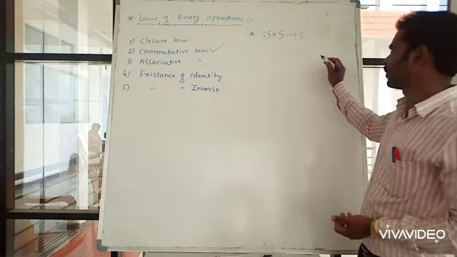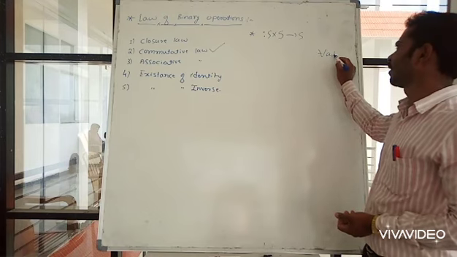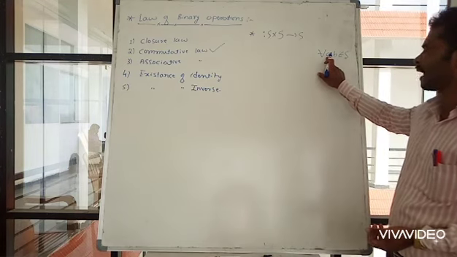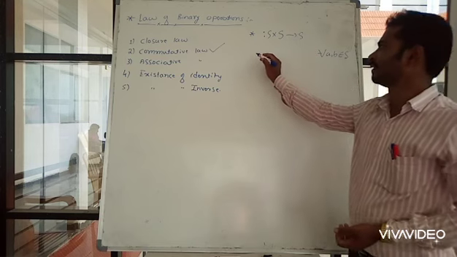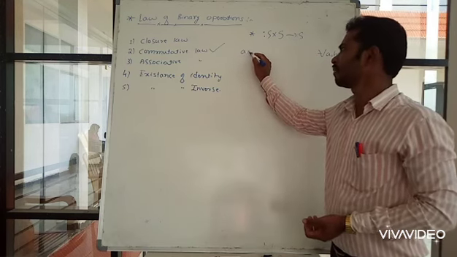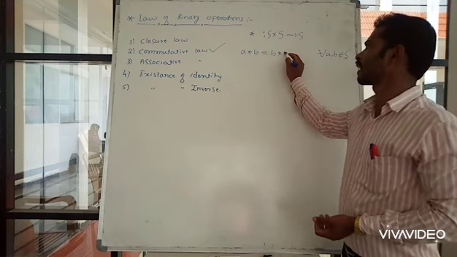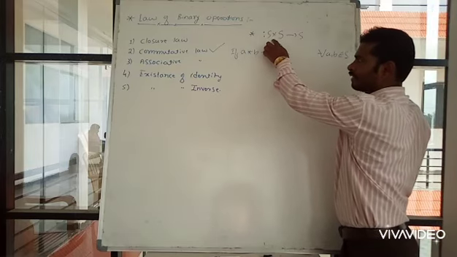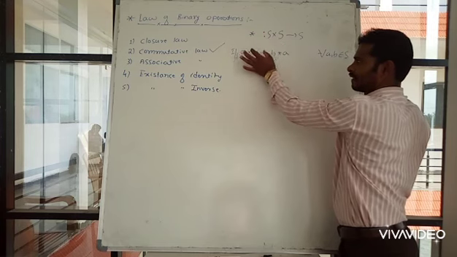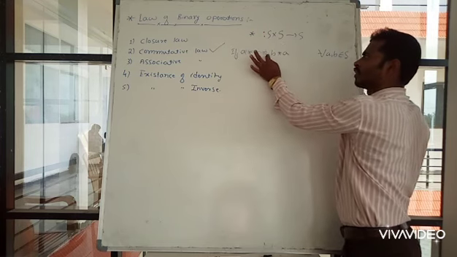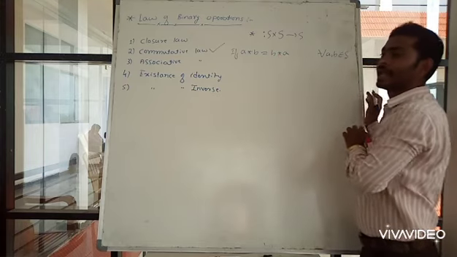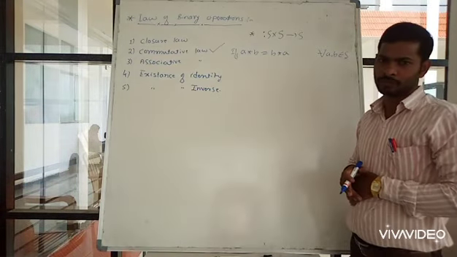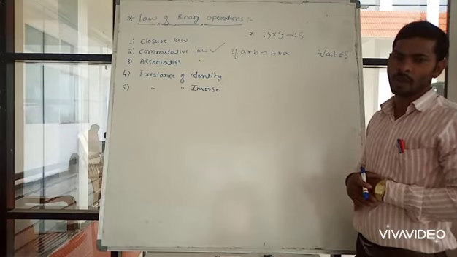What is the condition? The condition is that if you consider any pair of elements from this set S, for each element A and B in S, the result must be A star B is equal to B star A. If this binary operation on this set S satisfies this condition, meaning A star B equals B star A for each element A and B in S, then you can say that binary operation is commutative, or it is called a commutative binary operation.